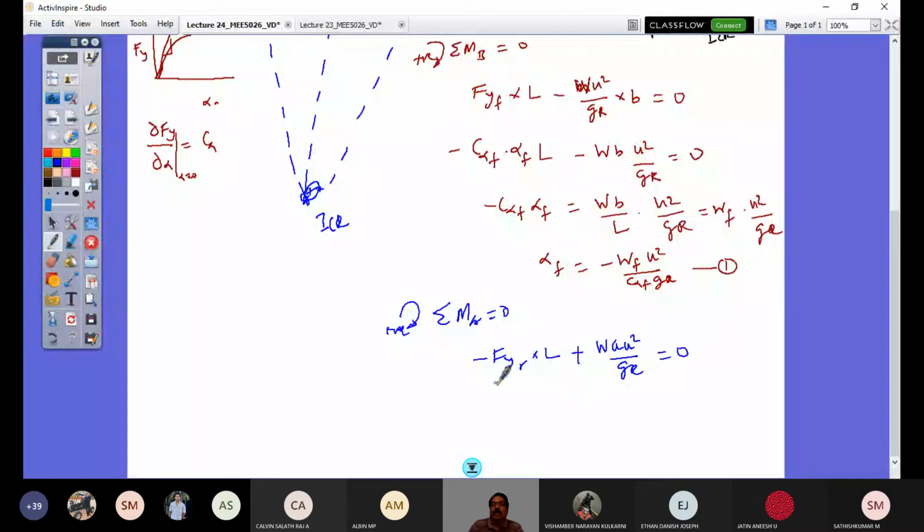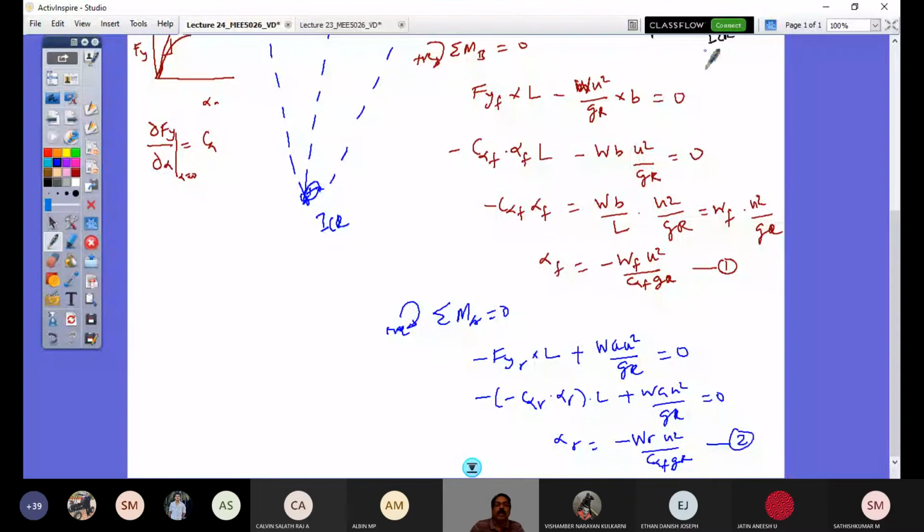So this, if I replace here, it is going to be minus C alpha R into alpha R into L plus W R U squared by G R, that's equal to 0. So alpha R essentially is going to be minus W R U squared by C alpha R G R. So this is equation 2. So now I have my kinematic relationship for this.